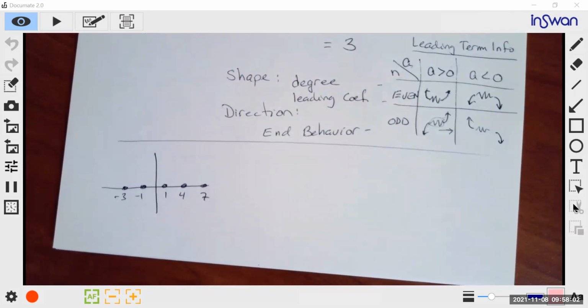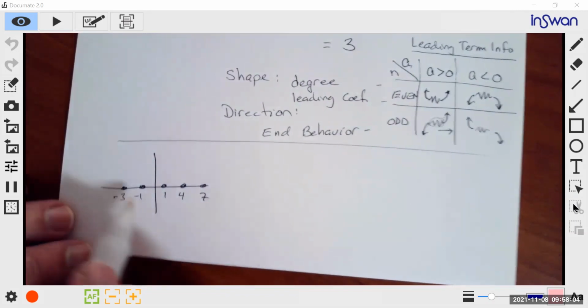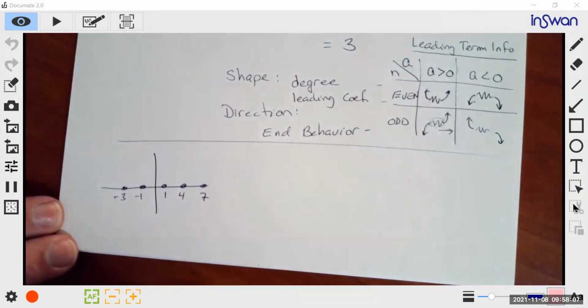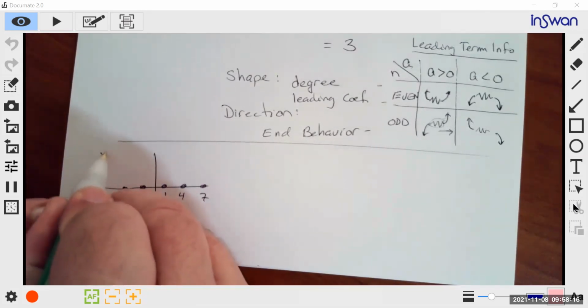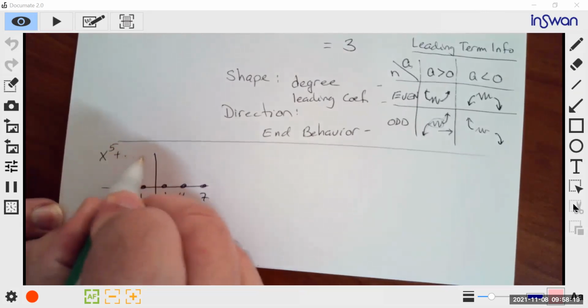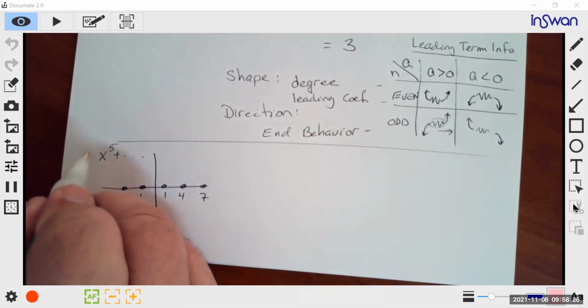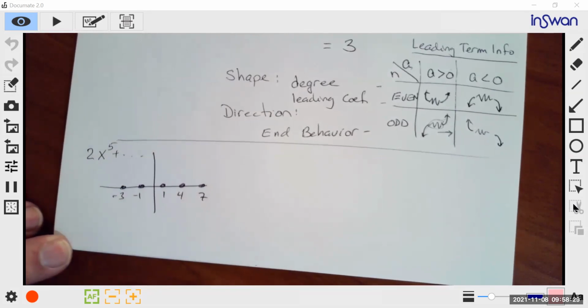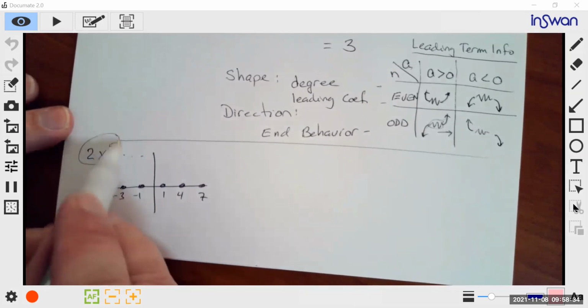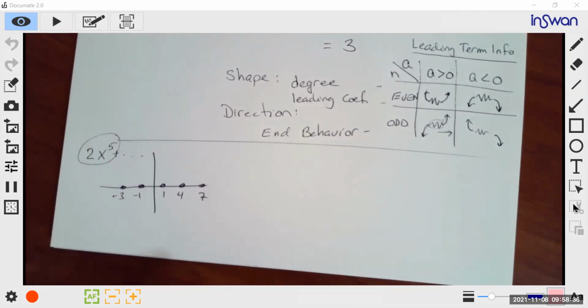So what degree equation is this? If I have this many intercepts, what degree is this polynomial? Yep. So the graph will look something like that. Let's pretend our leading coefficient was 2. So what do we know? The only thing we know about this graph by looking at this, what's going to happen at the very end?